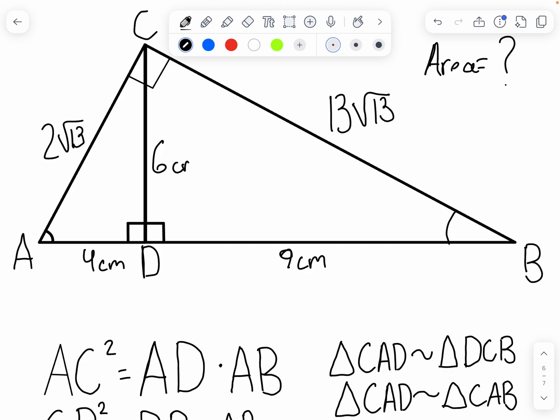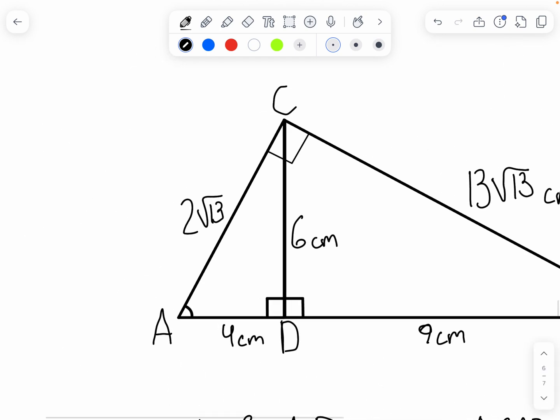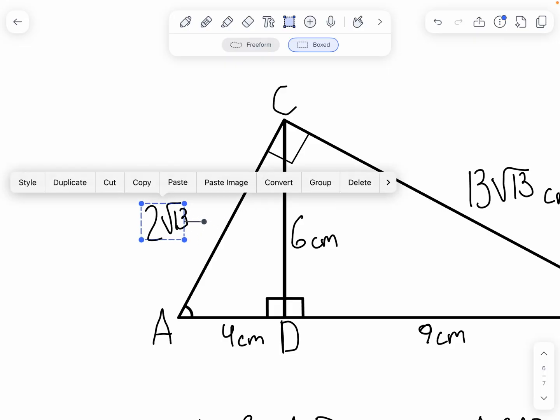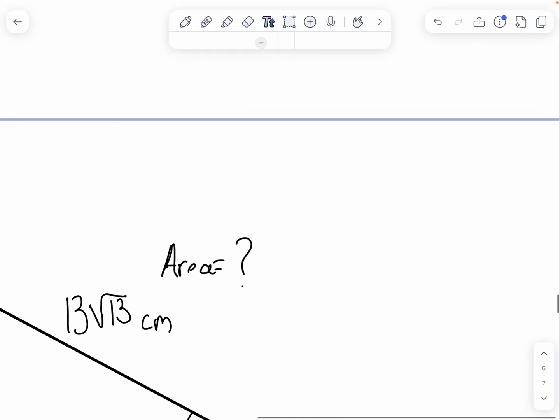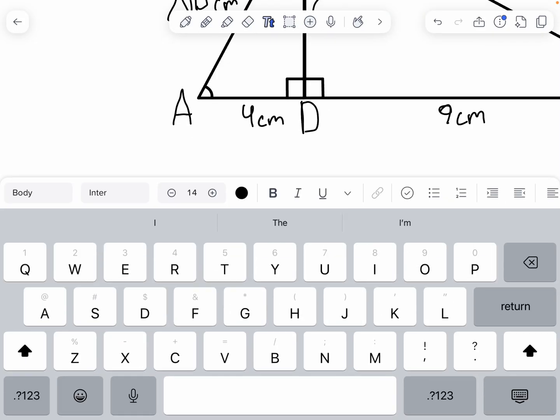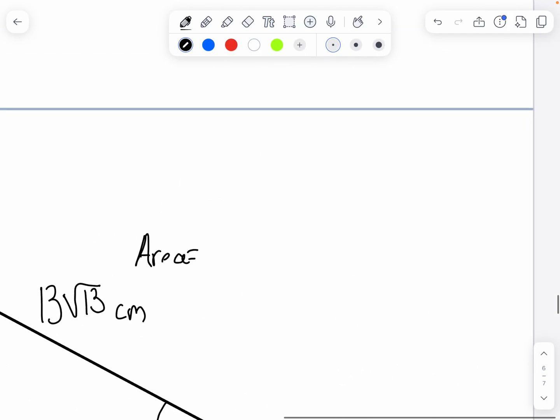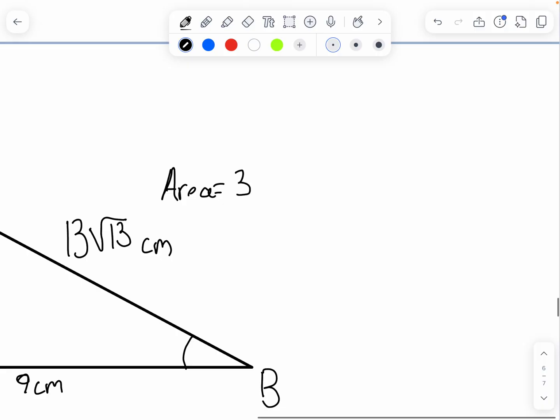So writing centimeters for all of them, we'd get the area to be 39 centimeters squared.